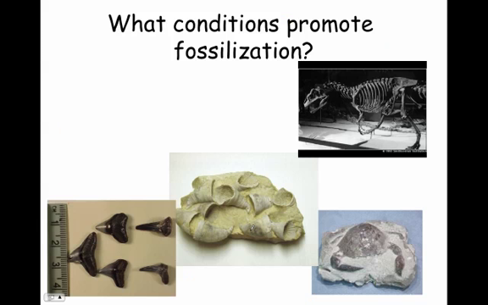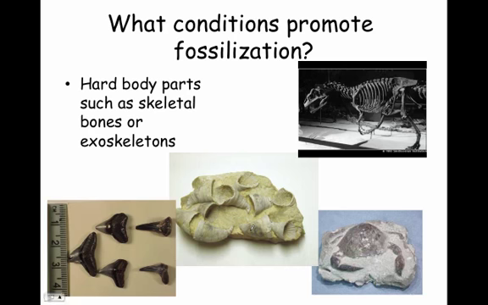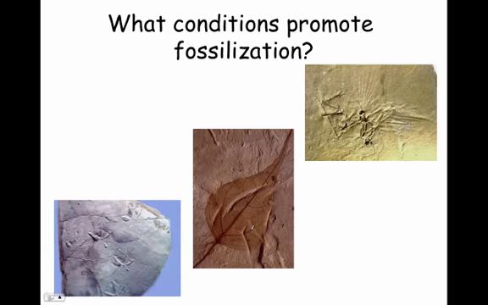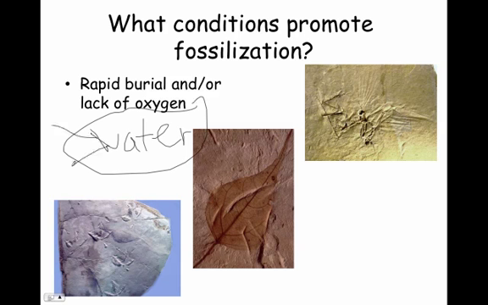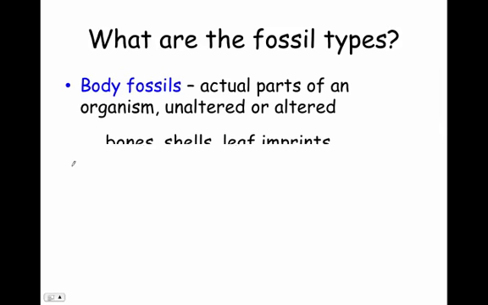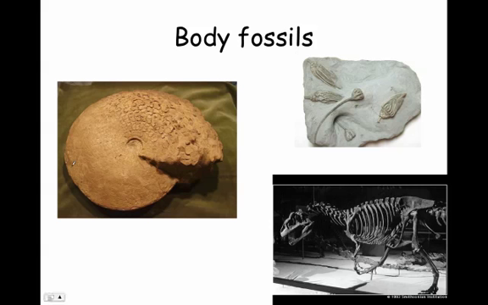So what conditions do we need to promote fossilization? Well, we need hard body parts such as a skeleton or bones. And we need rapid burial and not much oxygen, because oxygen decomposes things quickly. And we also, in most cases, water needs to be around or available. So if the organism, when it dies, doesn't have water around to help, then the chances of it preserving are pretty slim. So we talked about these before, trace fossils, etc.